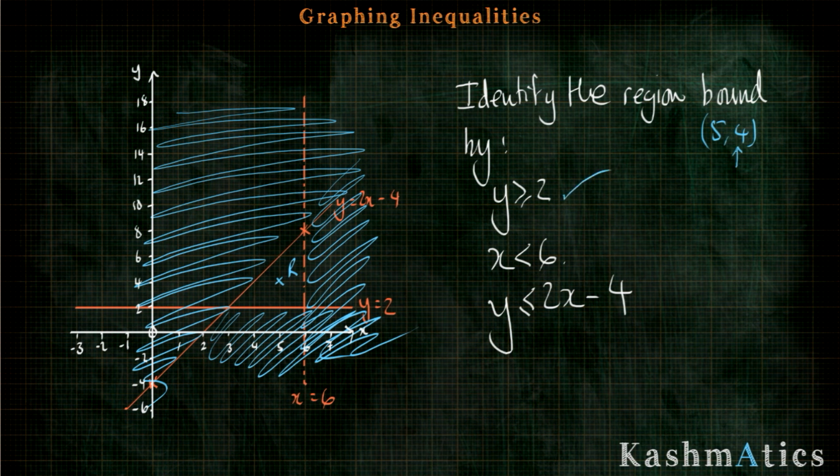Yes, it is. Is the x coordinate less than 6? Which is that one. Yes, it is. And is the y coordinate less than 2 times the x coordinate take away 4? So 2 times the x coordinate is 10, 10 take away 4 is 6, and is y less than 6? Yes, it is.